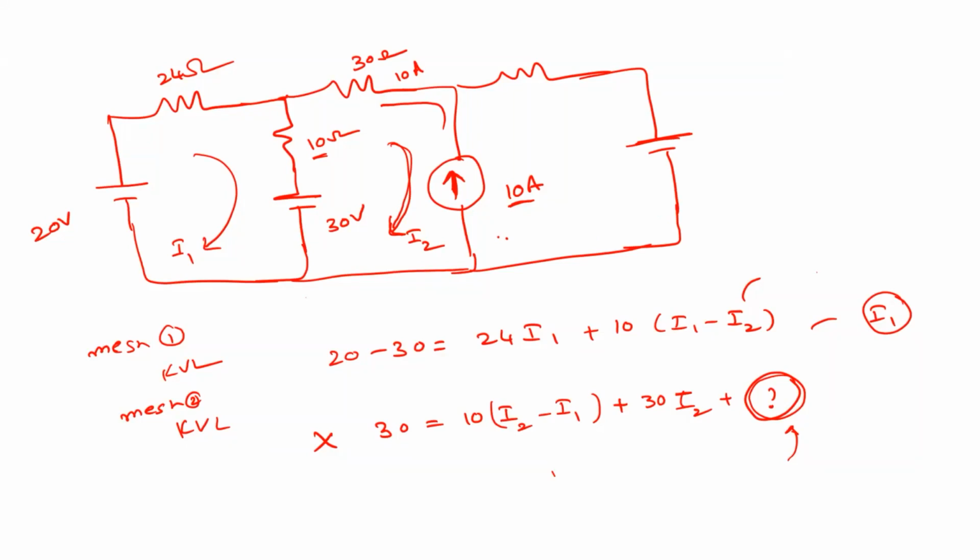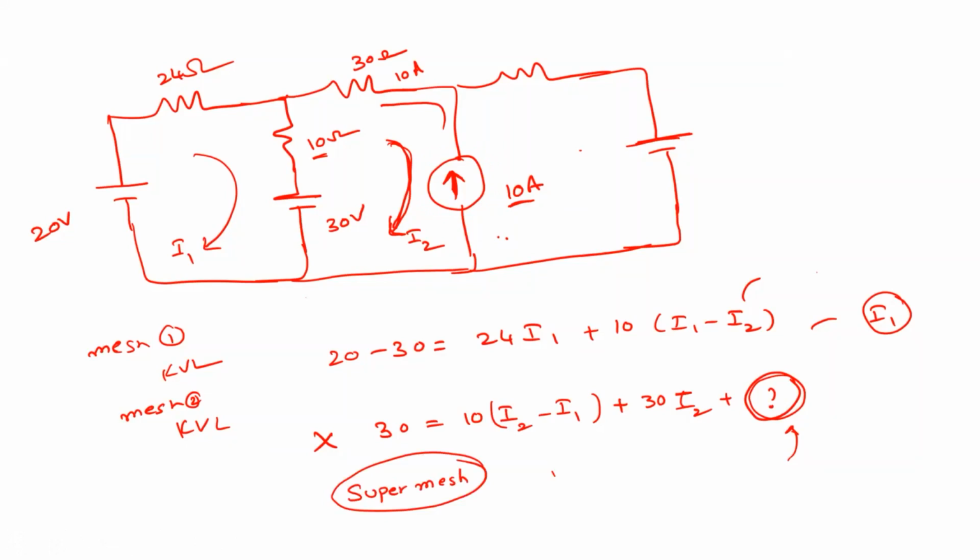A third mesh is produced. I2 minus I3 is equal to 10. In mesh 2, you don't know the voltage across this one. When you write mesh 3, you don't know the voltage across this current source. To solve these problems, we have a concept called super mesh.